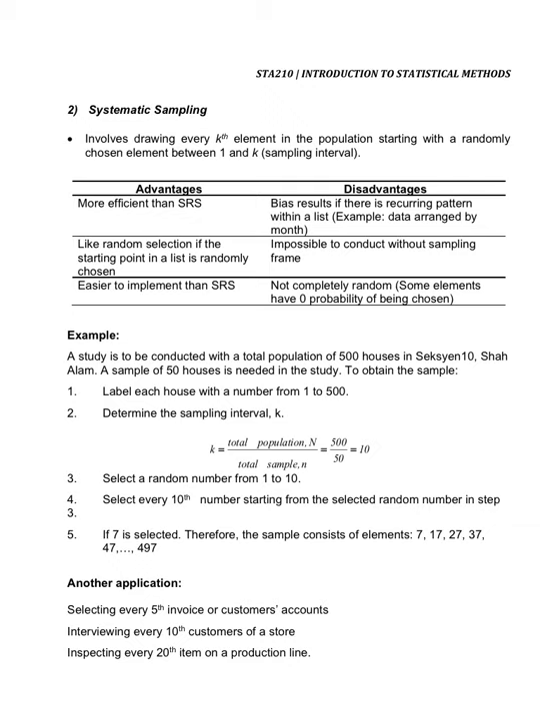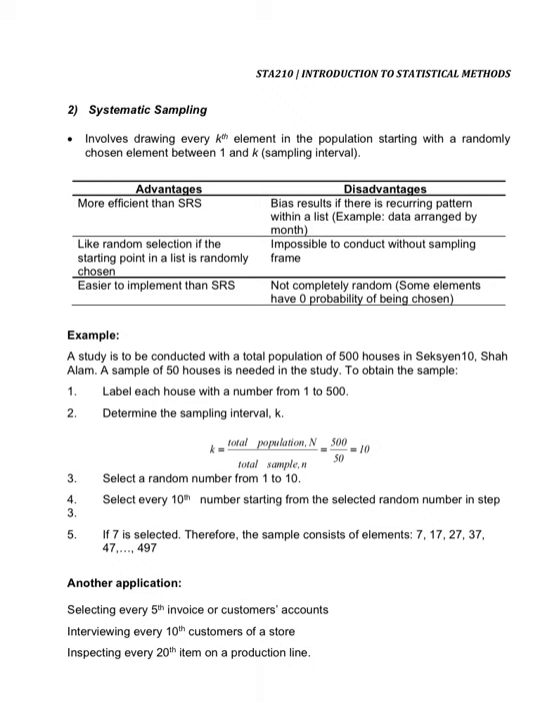For example, katakan 1 hingga 10 tu kita cabut lah. Katakan dapat nombor 7. So your starting number to select the sample should be number 7, and then kita tambah 10. 7 tambah 10 dapat 17, tambah 10 lagi 27, tambah 10 lagi 37, tambah 10 lagi 47, dan last sekali kita akan dapat 497. So maksudnya look at your list yang 500 rumah tu, kita akan choose elemen yang ke-7 ataupun nombor rumah yang ke-7, 17, 27 dan seterusnya.